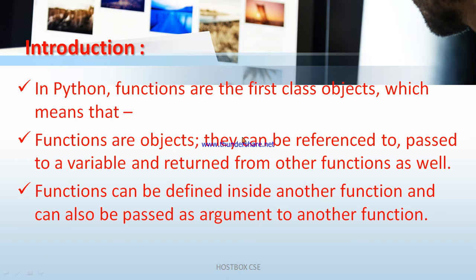So, introduction. I hope that in the previous session I told you what a function is, a recursive function and so on. You have an idea about functions. These are concepts associated with functions, and there will be a little bit of complication. In Python, functions are first class objects, which means that all the functions we are using are called first class objects, because functions are objects. They can be referenced, passed to a variable and returned from other functions. Functions can also be defined inside another function, and they can be passed as an argument to another function. So you know already that a function is there, and a function inside a function. For example, you have an add function, and inside it you can create add1, add2 like that. So this is a way of using the function.